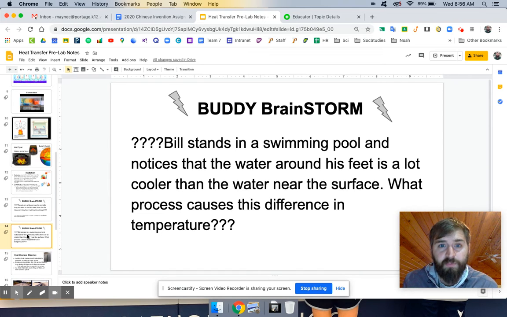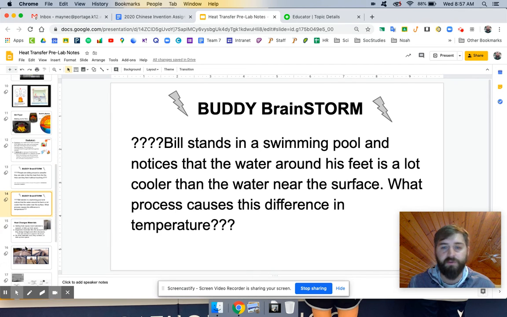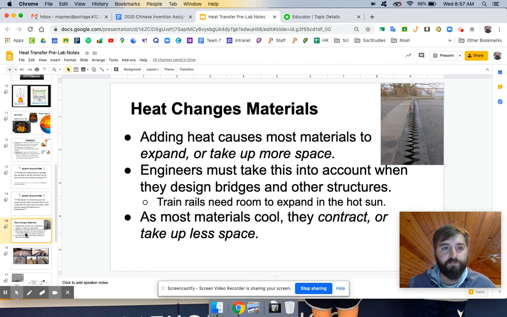The next example, Bill stands in a swimming pool and notices that the water around his feet is a lot cooler than near the surface. Okay, this happens a lot if you're swimming in a lake or any type of natural body of water where the sun's going to hit it, or even in a pool, it happens. But the process then, okay, if it's cool at the bottom, it's going through a fluid, okay, it's hot at the top, and that's because of convection, because of that convection currents of the heat rising and the cool sinking.